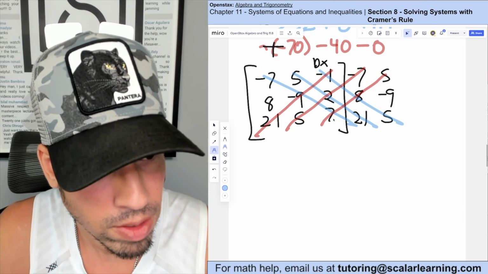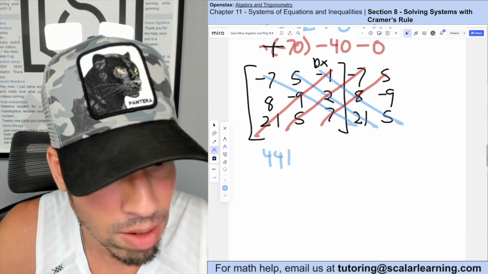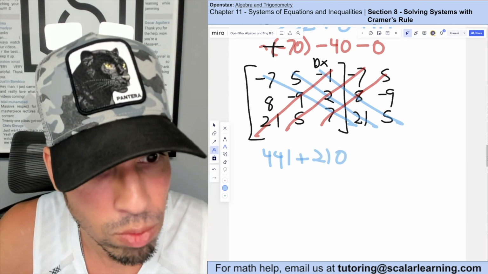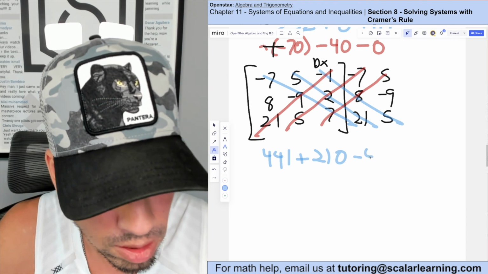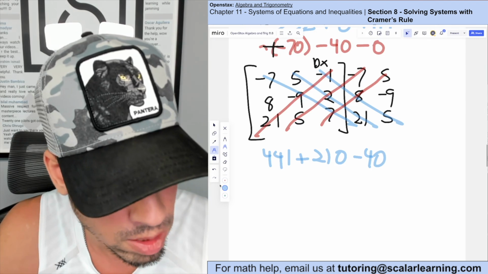So 7 times 7 times 9 is 441. Again, the negatives cancel out. And then we got 5 times 2, which is 10, times 21 is positive 210. Negative 1 times 8 times 5 is negative 40. Okay, and again, we're adding negative 40, so I just wrote minus 40.